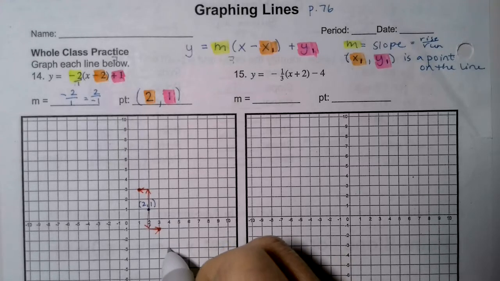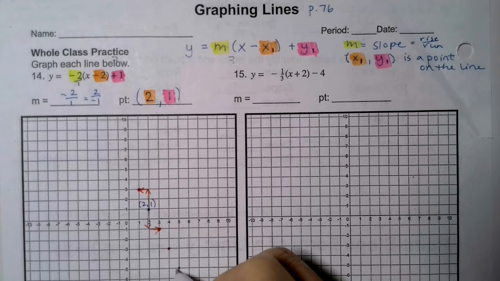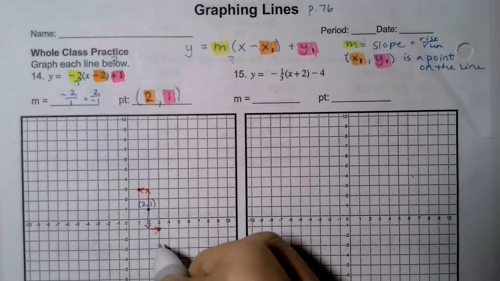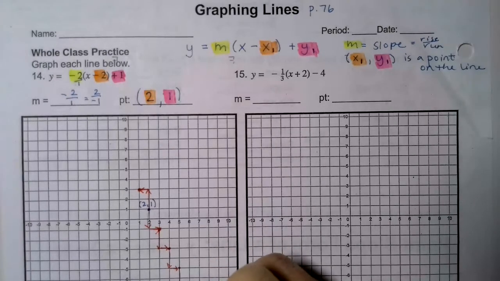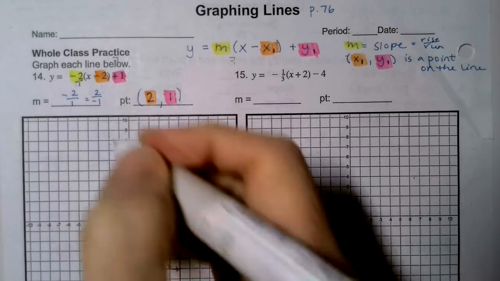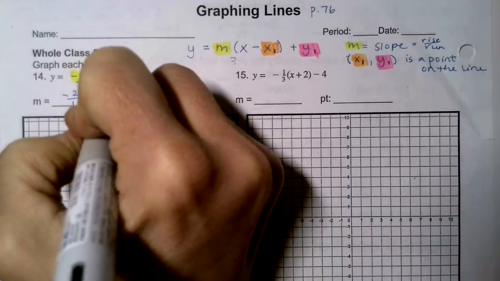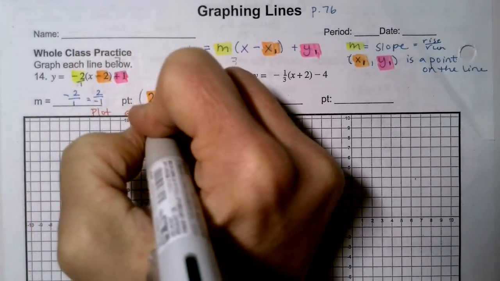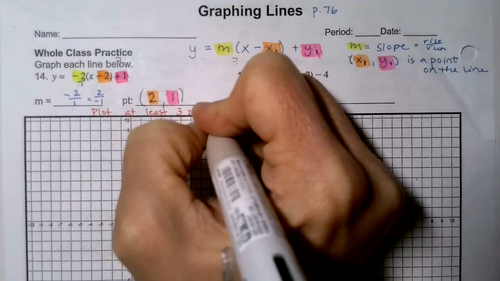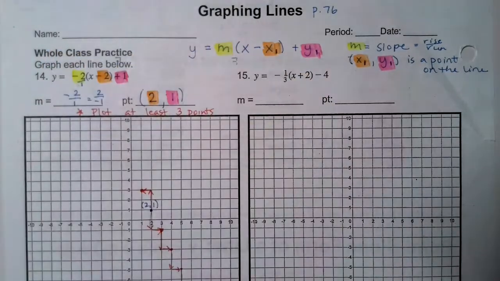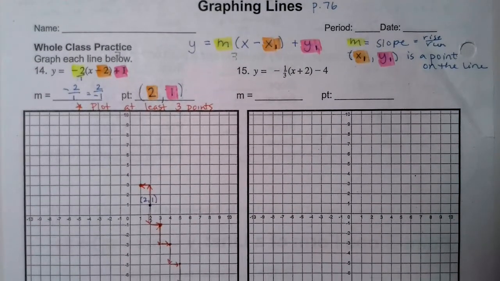Personally, I like to keep going with my slope, down 2 to the right 1, down 2 to the right 1, because it helps me line up my ruler. So it just helps me keep that straight. But you need to plot at least 3 points for every graph. That's always going to be true. And I will get my straight edge and connect those.